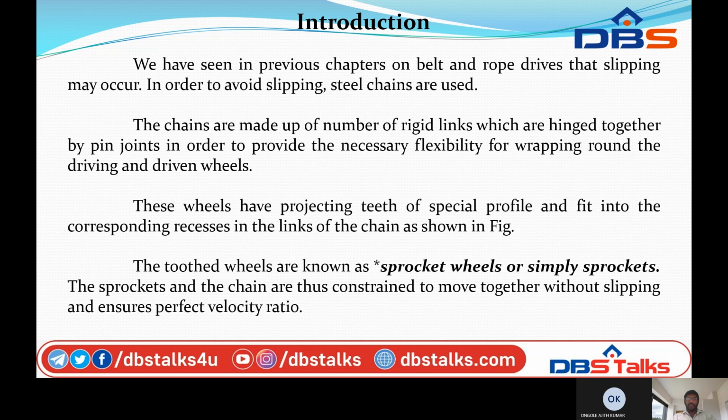The chains are made up of a number of rigid links which are hinged together by pin joints in order to provide the necessary flexibility for wrapping around the driving and driven wheels. So these chains are arranged as a number of rigid links connected by pin joints to provide flexibility for the driving and driven wheels.